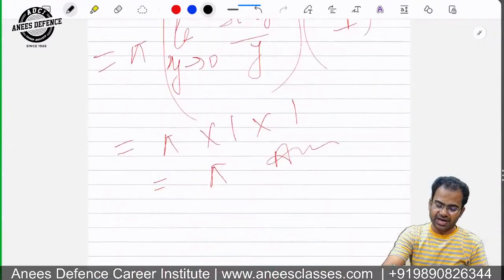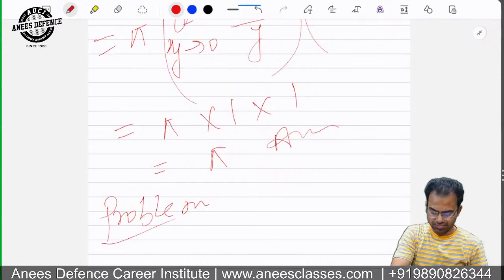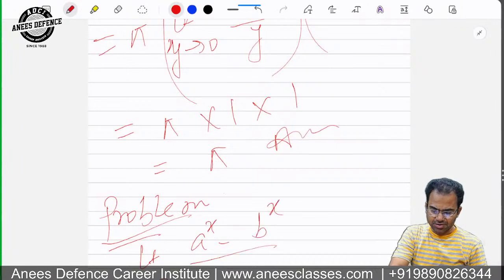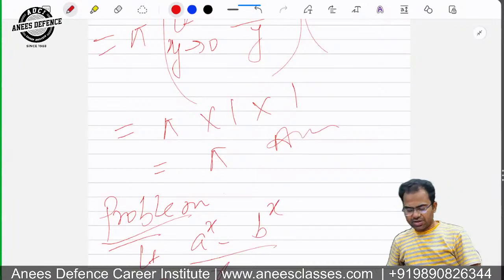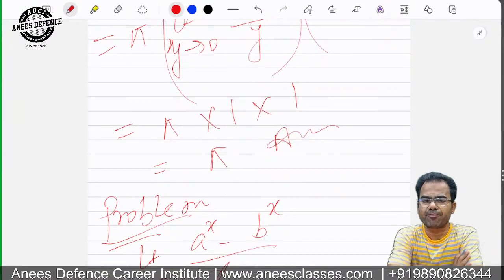Now the second question, second one, I am giving you. Limit x tends to 0, a to the x minus b to the x upon x. Find the limit of this expression. Hurry up.